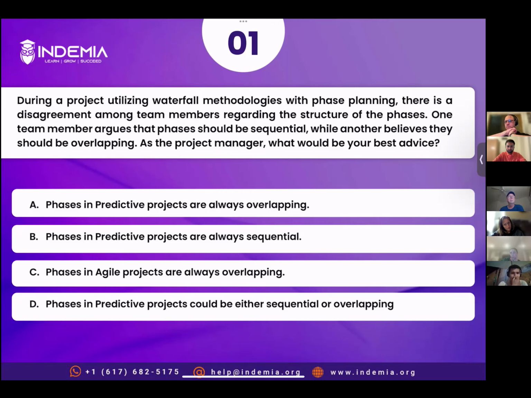Marta, you have chosen option B. I chose option B because, given that it's a waterfall methodology, during the planning phase it should be sequential so that they clearly understand which tasks come one after the other and are not overlapping. All right. It should be sequential.